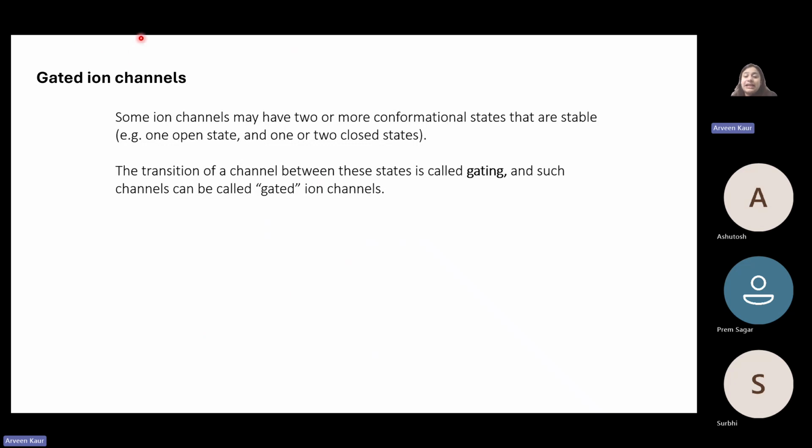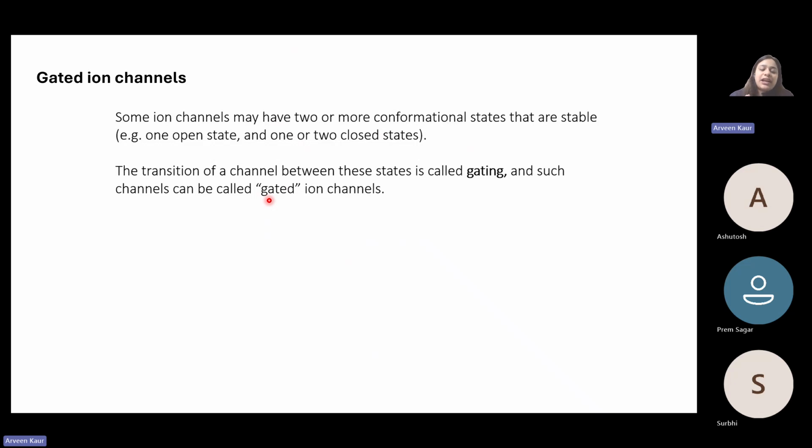Then we come to the gated ion channels. What is gating? Let us understand. Some ion channels have two or more conformational states that are stable. One could be an open state and one a closed state. The transition of a channel between these states is called gating. Such channels are called gated ion channels.